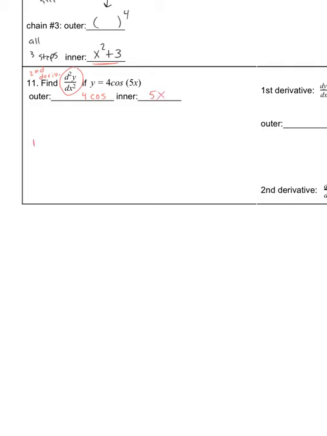Okay, so for the first derivative, f prime of x, the 4 comes along for the ride. The derivative of the outer is negative sine, blank set of parentheses. The inner as is, 5x. And the derivative of the inner is 5. Now, before you can move on to the second derivative, you have to simplify first.